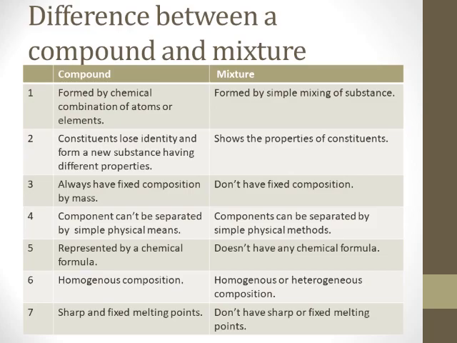The fifth is, a compound is represented by a chemical formula, as we have seen in the previous slide: the formula of carbon dioxide and sodium chloride. A mixture doesn't have any chemical formula, as you know that ice cream doesn't have any chemical formula. Composition of a compound is homogeneous, and a mixture may have homogeneous or heterogeneous composition. A compound has sharp and fixed melting points, and a mixture doesn't have sharp or fixed melting points. They sometimes melt at one point and sometimes at other points, so there is no fixed point.